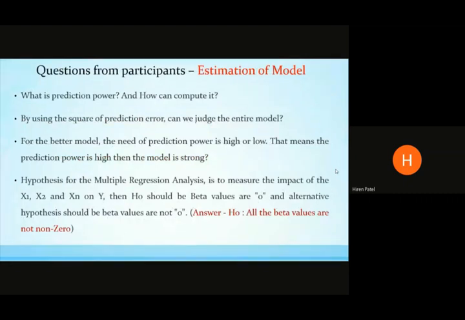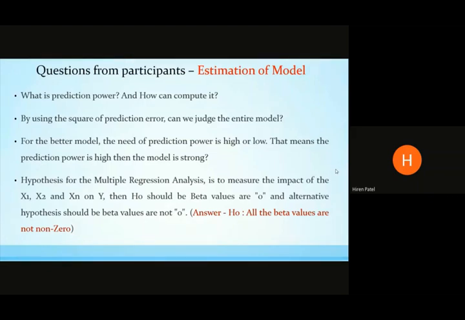Another question, now the fourth category, estimation of the model, and there are a few questions on the estimation part. So what is predictive power and how can I compute it? I have already answered by showing one computation of predictive power, and I think the answer was around 83%. I do not remember it exactly, but probably it was 83%.